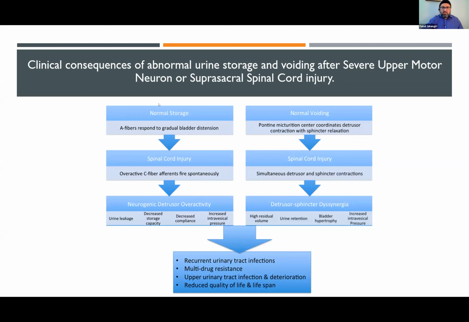So in the case of normal storage, A fibers respond to gradual bladder distension, but in the case of spinal cord injury, the overactive C fibers, afferent fibers, fire spontaneously, and it results in neurogenic detrusor overactivity. So if a patient has a neurogenic bladder, the patient will have urine leakage for the rest of their life, decreased storage capacity, decreased compliance, and increased intravesical pressure.